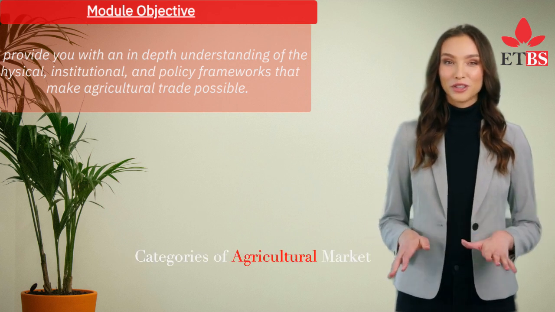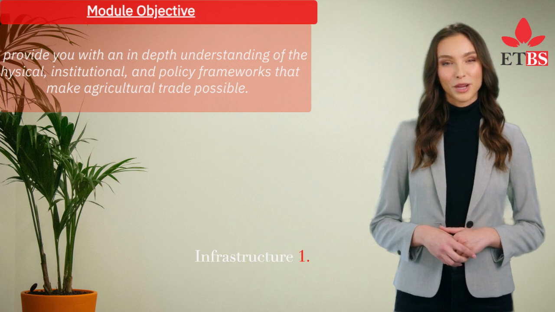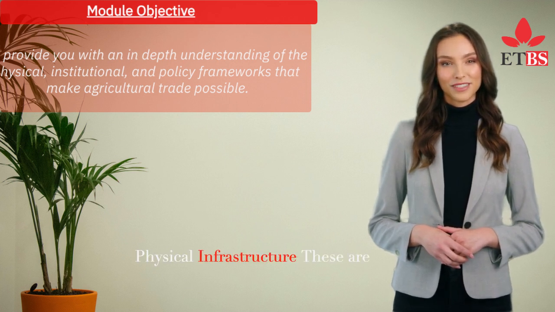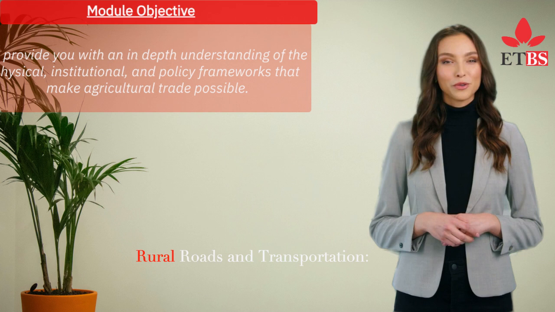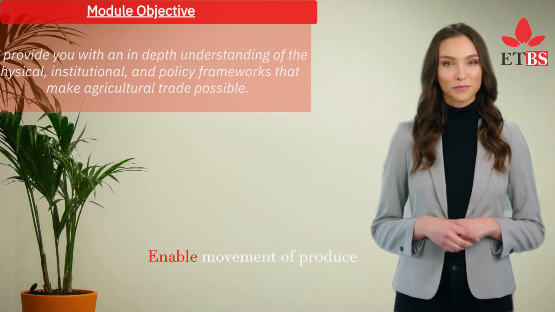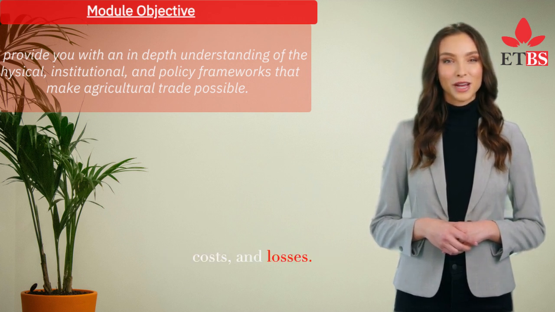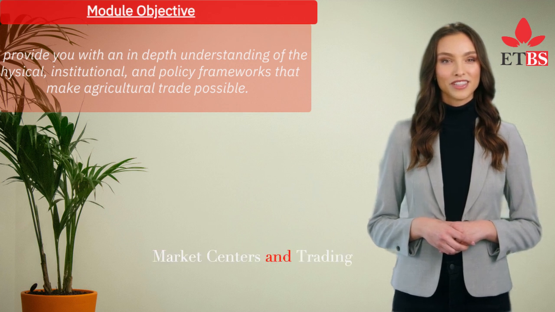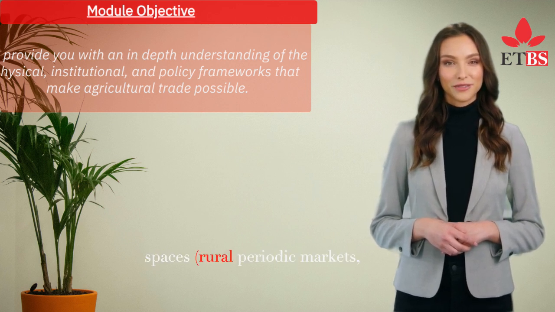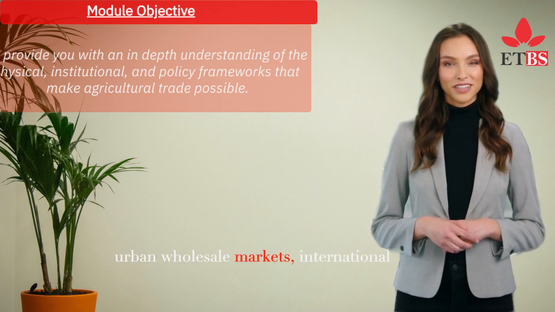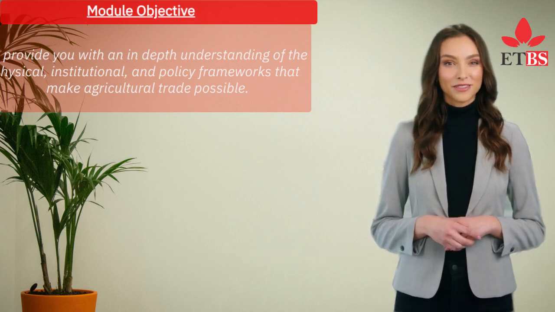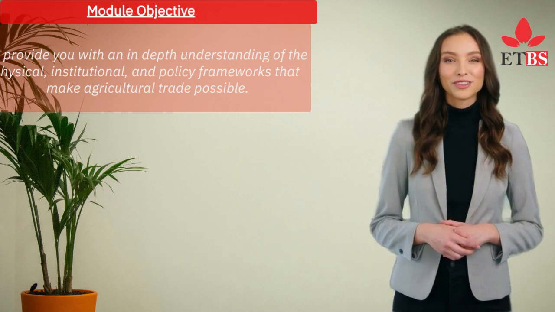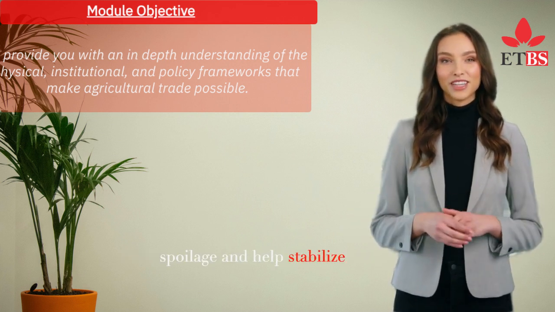II. Categories of agricultural market infrastructure. 1. Physical infrastructure. These are the tangible built structures that support the storage, movement, and selling of farm products. A. Rural roads and transportation enable movement of produce from farms to markets. Poor roads increase time, costs, and losses. B. Market centers and trading hubs: open and enclosed spaces, rural periodic markets, urban wholesale markets, international commodity exchanges, where buyers and sellers meet. C. Storage facilities: warehouses, silos, cold rooms. They prevent spoilage and help stabilize prices.